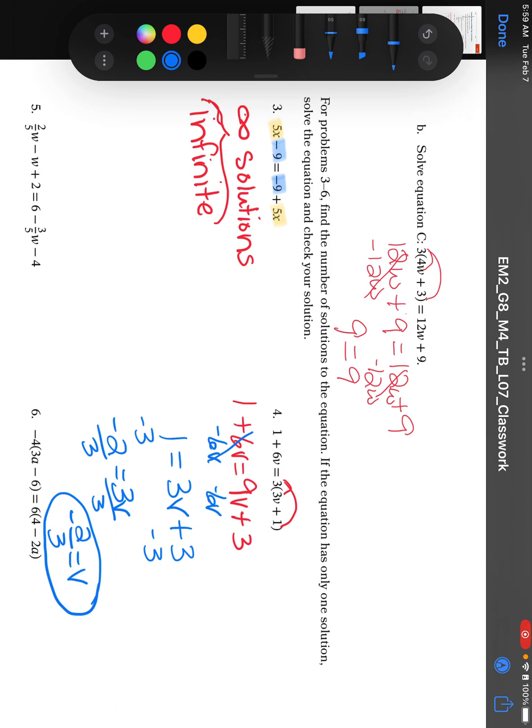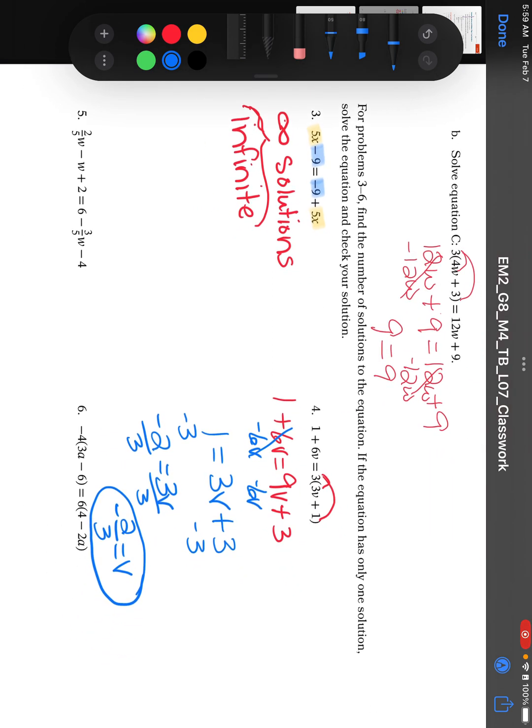All right, so you're just trying these others, trying to find the number of solutions to the equation. If there's only one solution, then we're going to solve and check. Okay, so I didn't check on number 4, but don't forget to do that.